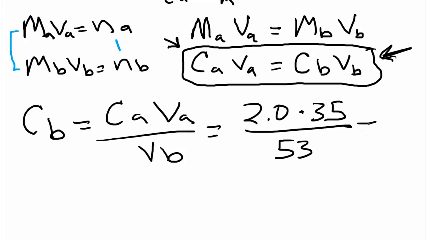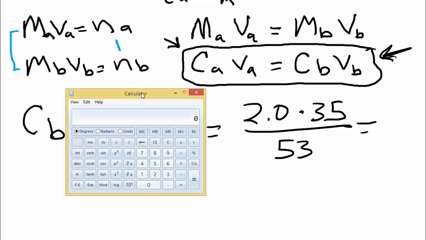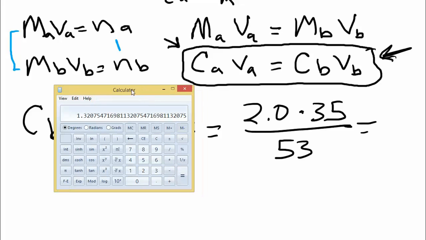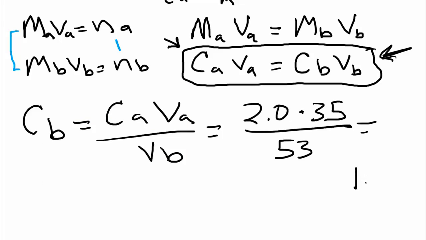And so we would basically pull up our handy dandy calculator. Hold on, let me grab that real fast. Okay, here it is. So we've got 2.0, so just 2 times 35 divided by 53. I just realized that those were, I didn't do that on purpose, but okay. And so when you divide that out, you get 1.32. So that means that the concentration of the base is 1.32 molar. 1.32 moles per liter of solution.